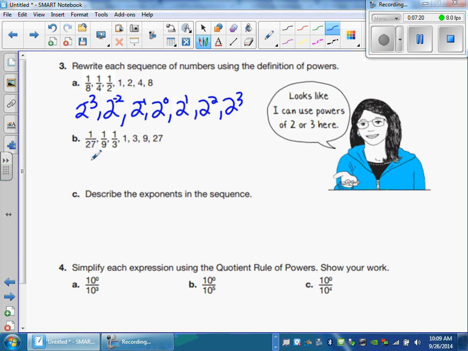I want you to go ahead and try letter B with your group. Think about what base you're going to use. I'll give you a hint that it is not a base of 2 anymore. Think about what all of these numbers have in common. And go ahead and do the same pattern here that I worked through. Really small numbers will have negative exponents, and bigger numbers will have positive exponents. Once you get done with B, you can go ahead and answer letter C, and describe what's happening with those exponents.